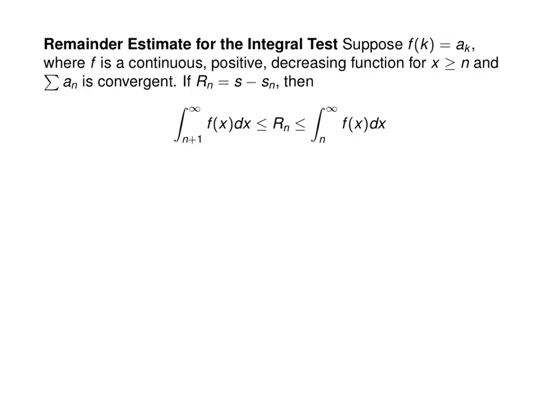So supposing that you have f of k equals a sub k, so f of 1 gives you the first term, f of 2 gives you the second term, etc., and f is a continuous positive decreasing function for x bigger than some n, and your sum is convergent, then if r sub n, the remainder, is the sum minus the partial sum, you have that this remainder is bounded between these two integrals.